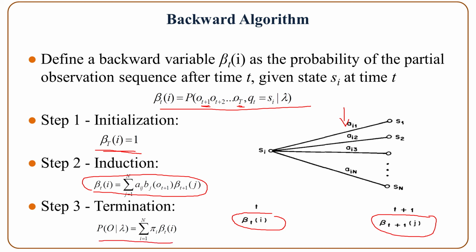And finally, we can get the probability of the observation sequence given the model, which is the sum for all the states of π i times beta 1 of i.